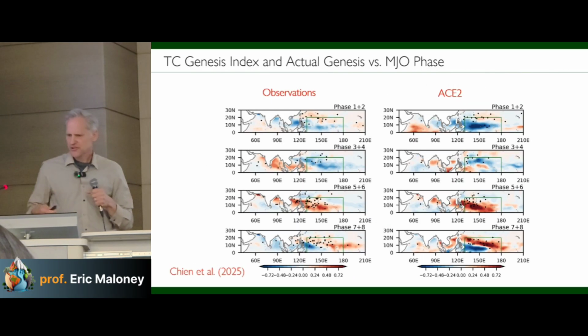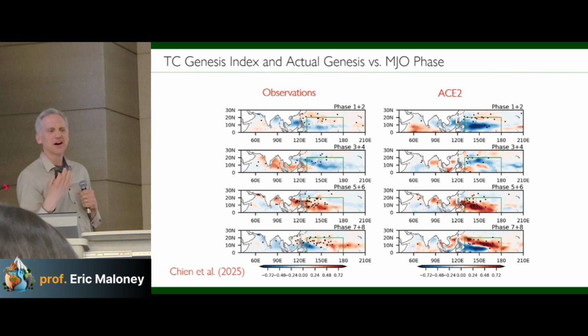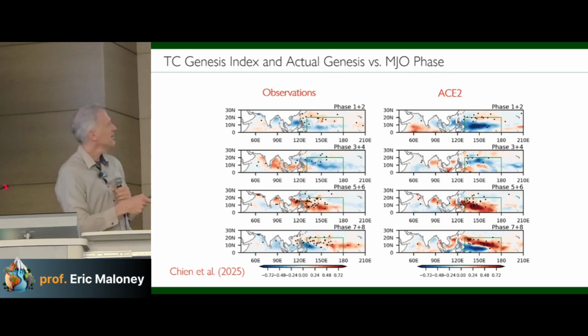All right, so starting to wrap up here. Probably only have a few more minutes. Does this translate to modulation of tropical cyclones by the Madden-Julian oscillation as well? It produces a good MJO, but is the tropical cyclone modulation produced realistically? And the answer is yes.